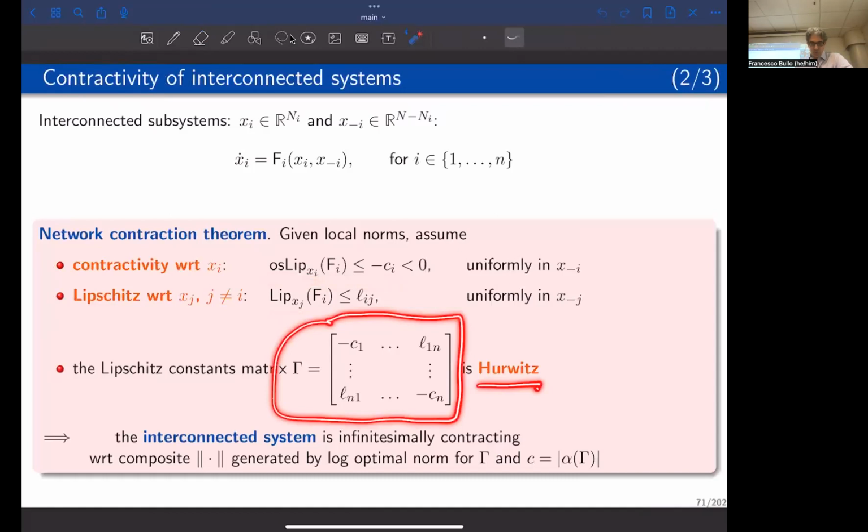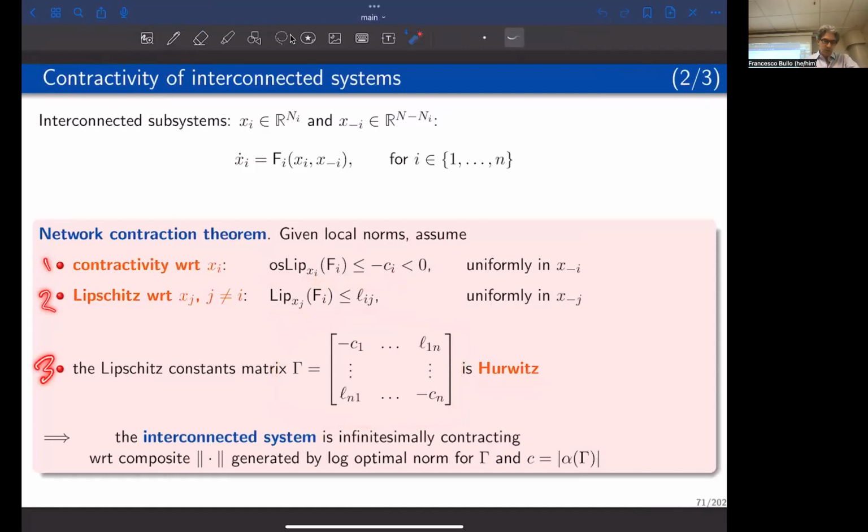And then the third and final assumption is that this Metzler matrix is Hurwitz. And if now all of these three assumptions, 1, 2, and 3, are satisfied, then you know a few things. You know that, well, this Metzler matrix is Hurwitz, so it does have a logarithmically optimal norm, or perhaps epsilon efficient. Let me not worry about that. Let's just call it logarithmically optimal for simplicity.